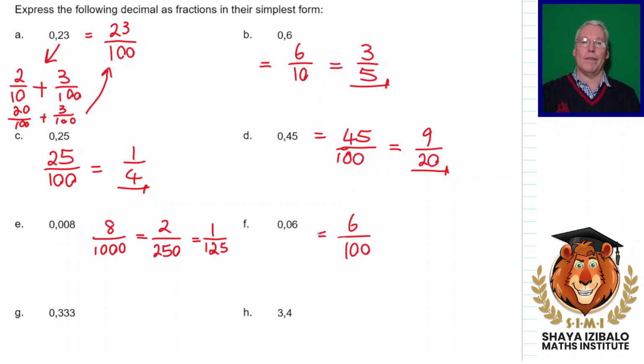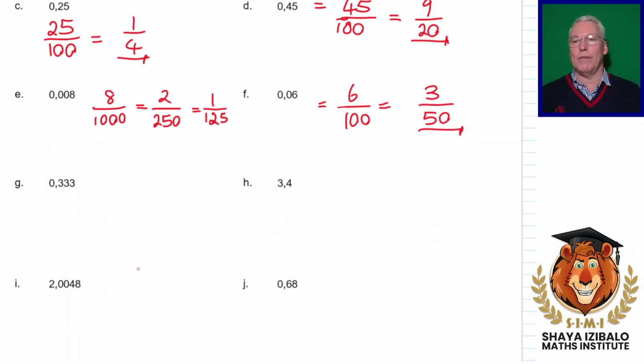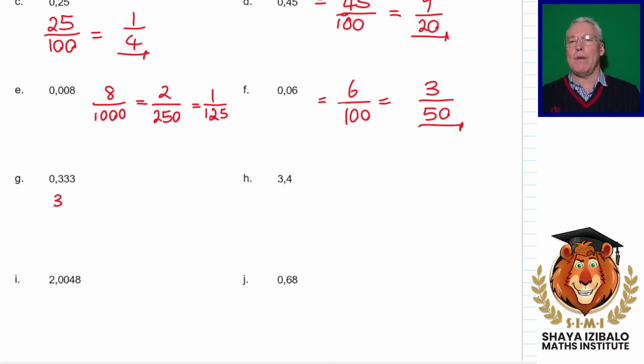This one is 6 hundredths. Well, 6 hundredths can simplify, can't it? It can simplify to 3/50ths. It definitely can't simplify any further because 3 is a prime number. There's nothing that will go into 3. This one, 333 over 1,000.